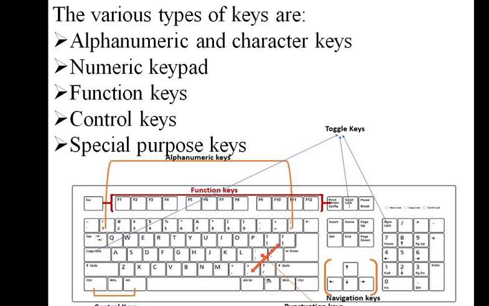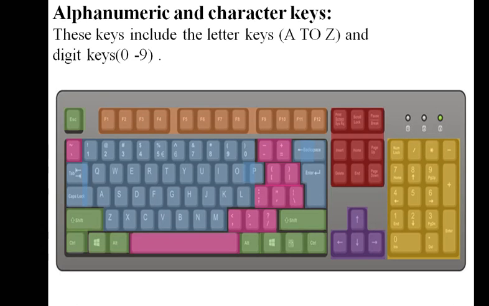So the first one is alphanumeric and character keys. These keys include the letters A to Z and digits 0 to 9. See here, alphanumeric keys: A, B, C, D, E up to Z letters, and numbers 0 to 9: 0, 1, 2, 3, 4, 5, 6, 7, 8, 9. This we can call alphanumeric and character keys.